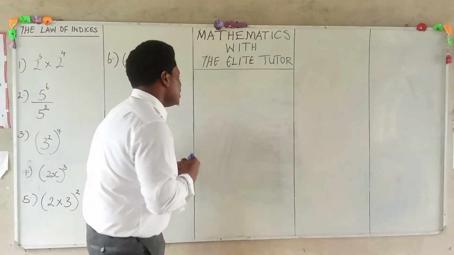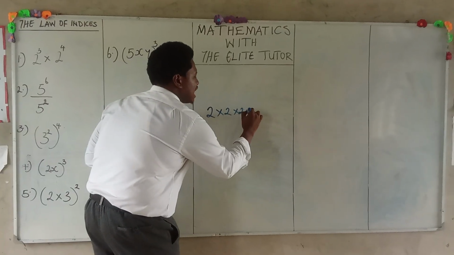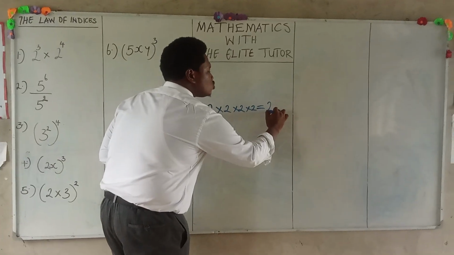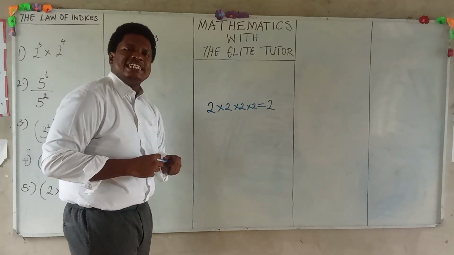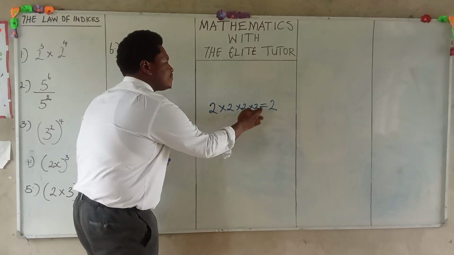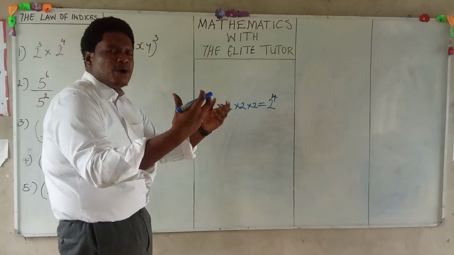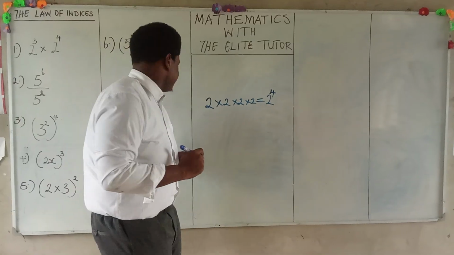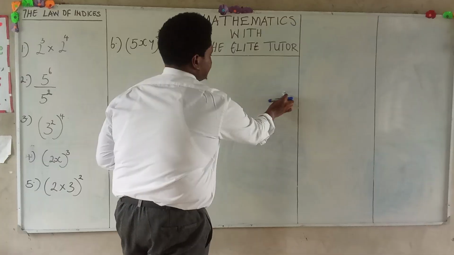Now let's give an example. If I have 2 times 2 times 2 times 2, in index form, this is 2 raised to power what? How many times is 2 multiplied by itself? We have 1, 2, 3, 4. So this is 2 raised to power 4. So it tells us the number of times a number is multiplied by itself.